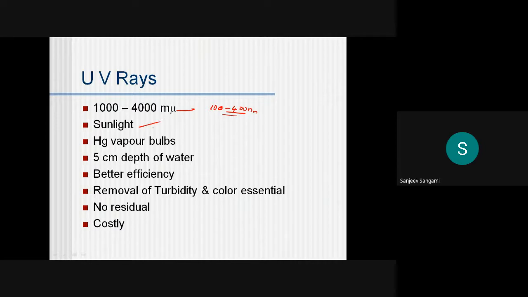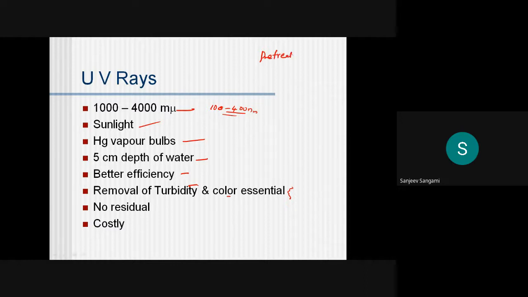Then sunlight is required, or you can produce it with artificial lamps, that is, using mercury vapor bulbs. Then it can go up to 5 centimeter depth of water, so better efficiency. Removal of turbidity and color is essential. As I said, pre-treatment is required.